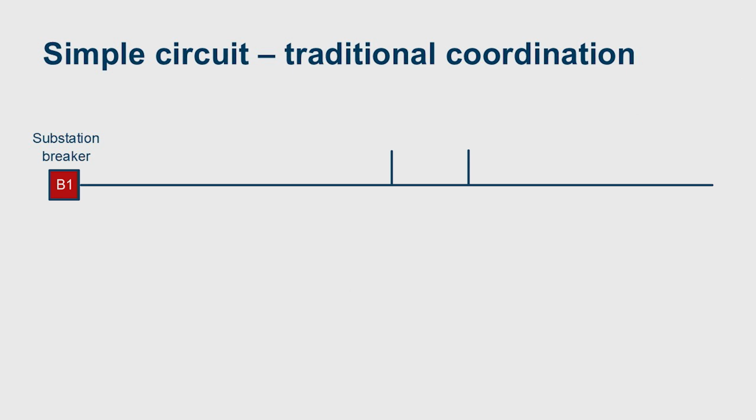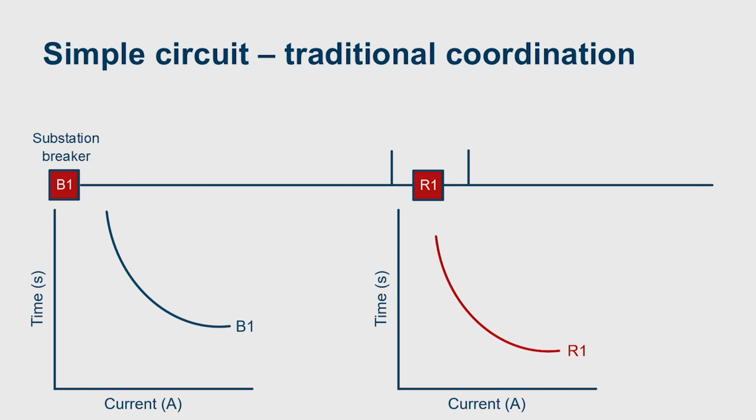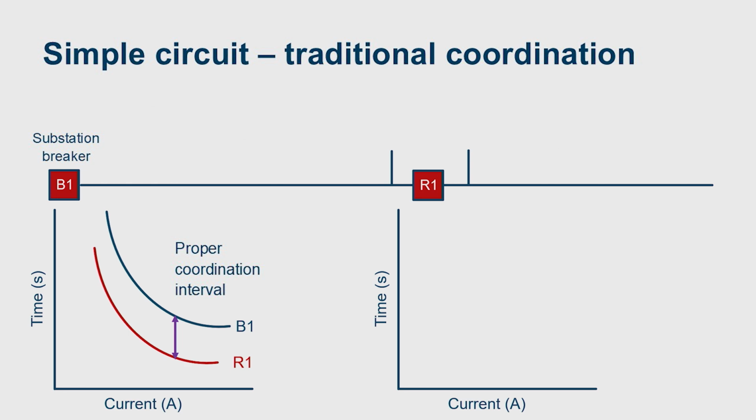Take a look at this circuit with me. Here we've got a feeder protecting a typical distribution circuit, and we want to add a downstream device. It's imperative that we achieve selectivity. The device closest to the fault will operate for the fault. To do this, traditionally, we would create a curve that is coordinated with the upstream device by some coordination interval, so that when a fault occurs downstream of R1, R1 will operate and B1 will not. So we'll achieve selectivity using time.